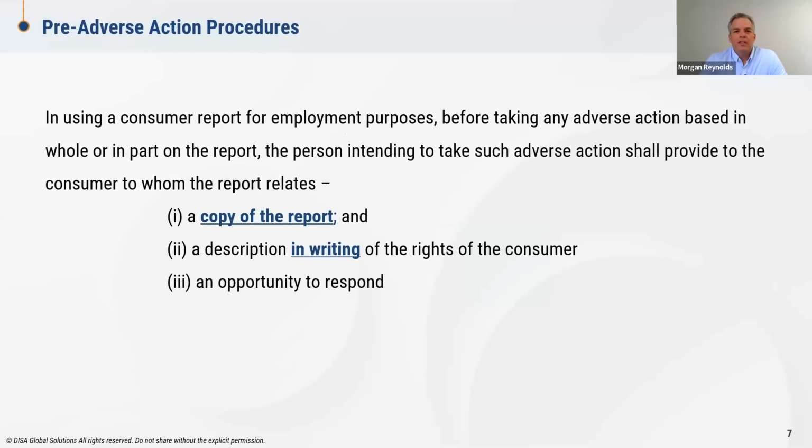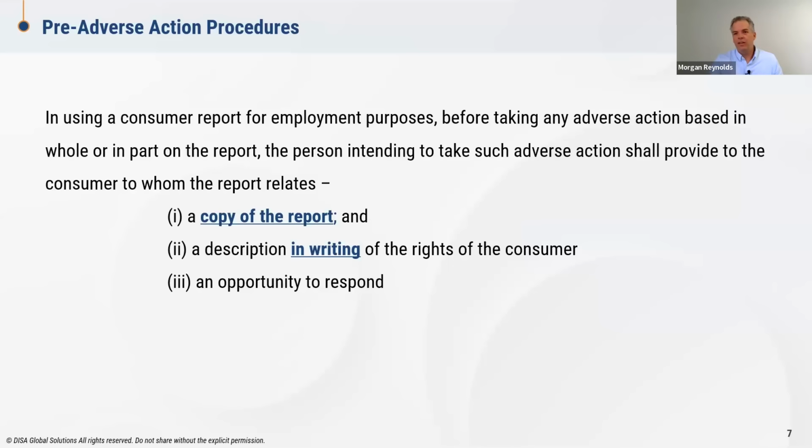Okay, so pre-adverse action procedures. You order the background report, you get the results, and then ultimately, as we talked about before, you are going to make a decision based upon that report in whole or in part, which would impact the consumer's employment. What do you need to do? It's actually pretty simple. You need to notify them. You provide them a copy of the report and a description in writing of the rights of the consumer, and then you give them an opportunity to respond. So you're notifying them up front.